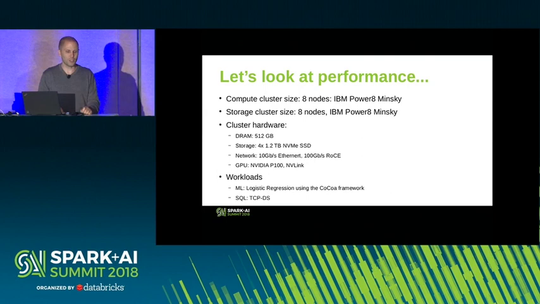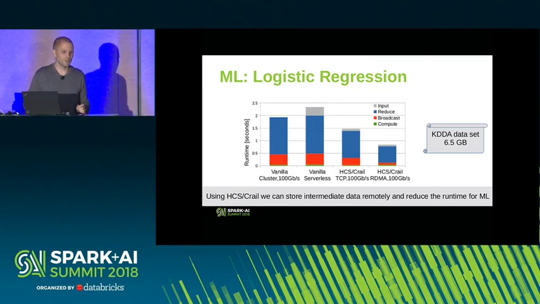And then each of the nodes has a GPU as well, which we are using for the machine learning workload. And we evaluate basically three queries or workloads. One is a logistic regression workload, a machine learning workload that is implemented using the CoCoA framework. And then we also evaluate two TPC-DS queries that are slightly different. So let's start with the machine learning workload.